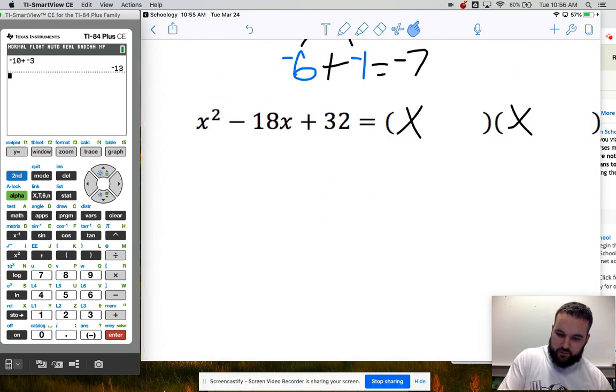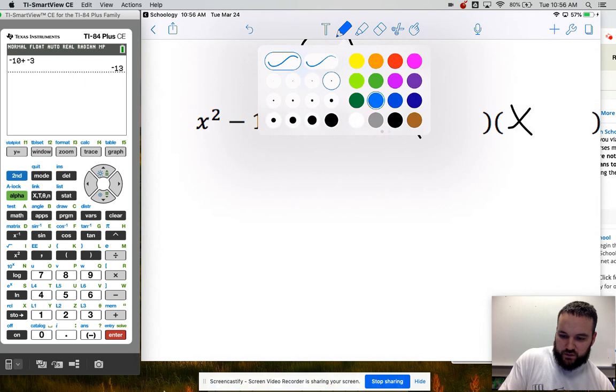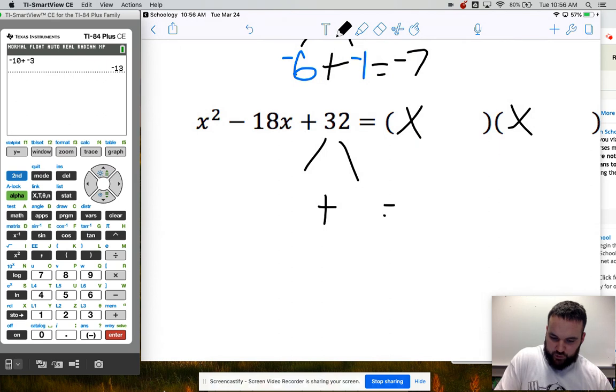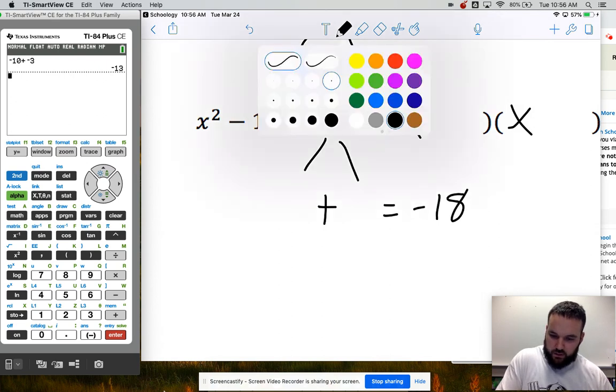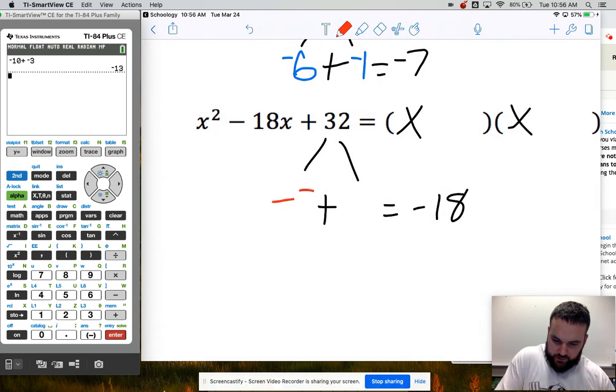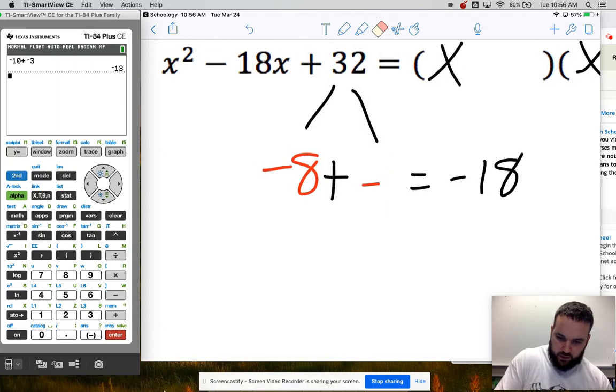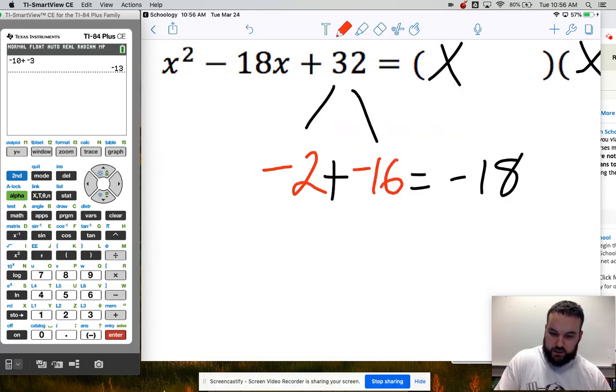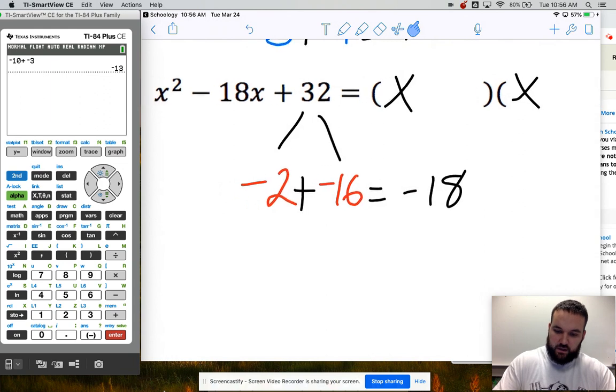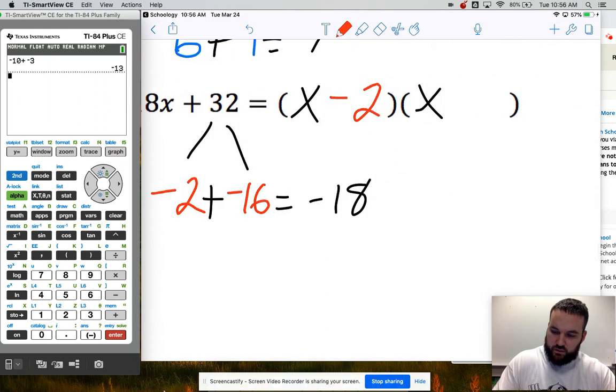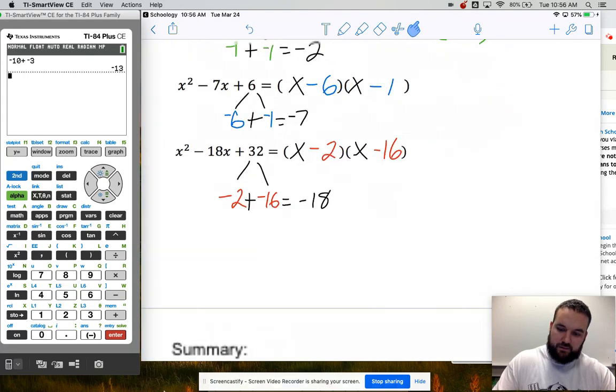And finally, we have 32 and negative 18. So the numbers are getting a little bit bigger. Multiplies to 32, but adds up to negative 18. Well, again, 8 and 4 is the first thing that comes to mind with 32, but that's not going to work. What else? We got 16 and 2. 16 times 2 we saw earlier was 32, and sure enough, negative 2 and negative 16 add up to negative 18. So that means in here I can just put x minus 2 and x minus 16, and then I have it factored.